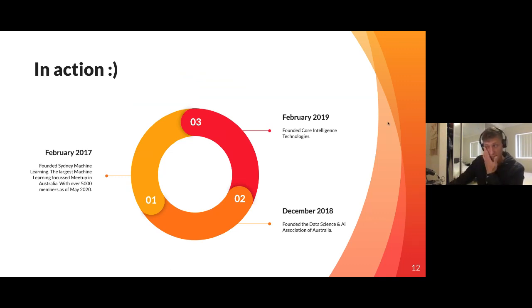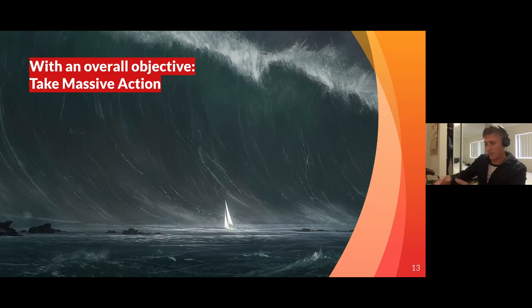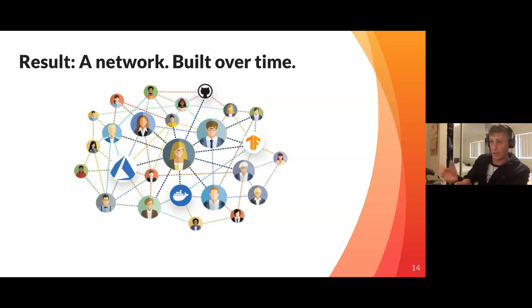What am I trying to get to here? If you want to change your career, if you are currently doing one particular job and you want to move into a different career and achieve a goal, essentially you have to take massive action. But the result of taking massive action leads to these things: networks. It takes time to build them, but taking massive action is one of the key ingredients required to build a network.